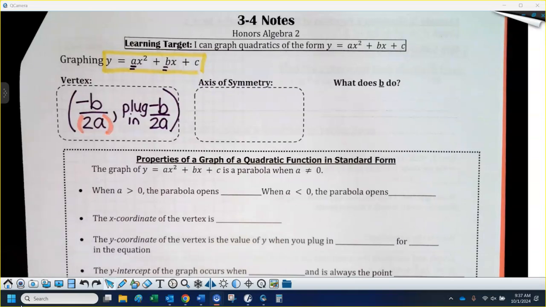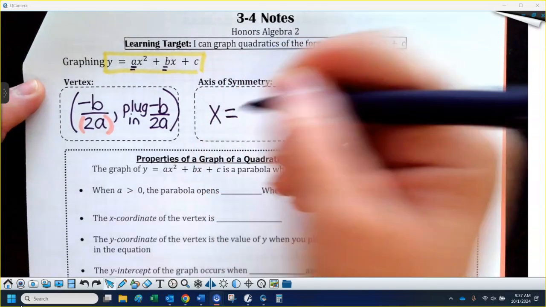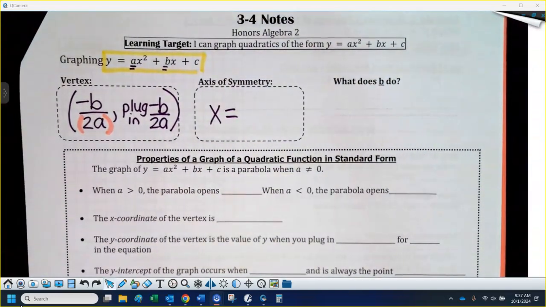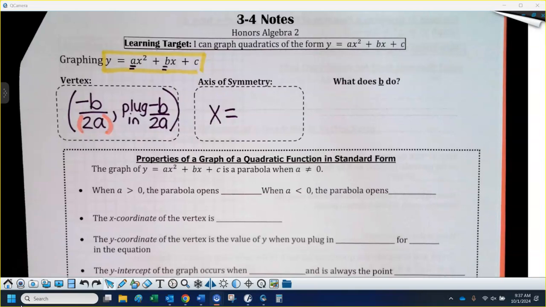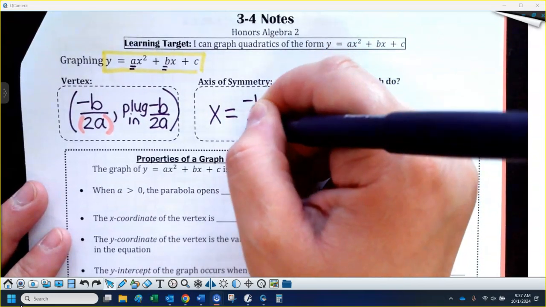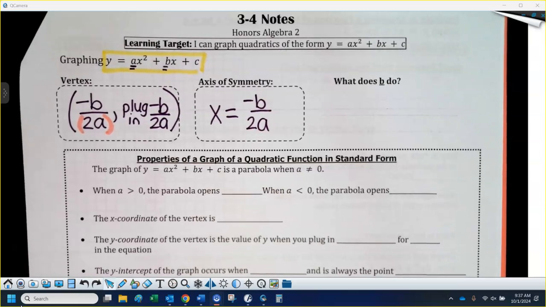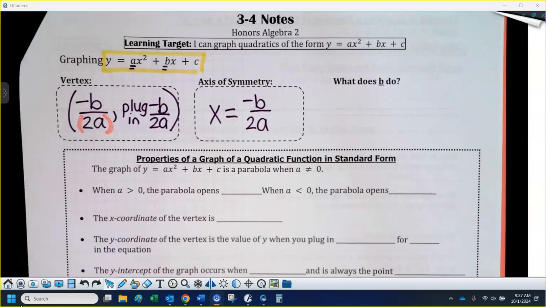Okay, now axis of symmetry, this goes through the middle of the parabola, right? And it's a nice vertical line, so it's still x equals, and it has to go through the vertex, so it has to go through the x coordinate of the vertex, so it's actually just that opposite of b, or negative b over 2a. This will be a number. We'll just have to have the equation of the quadratic in standard form to pick out the a and b values to plug in there.